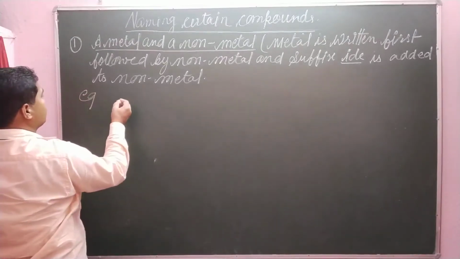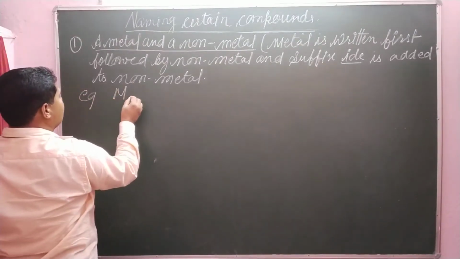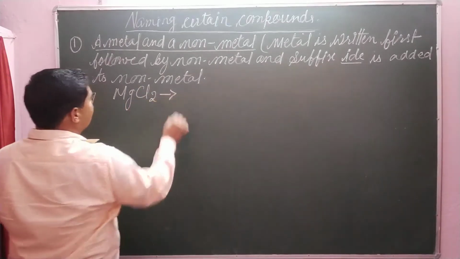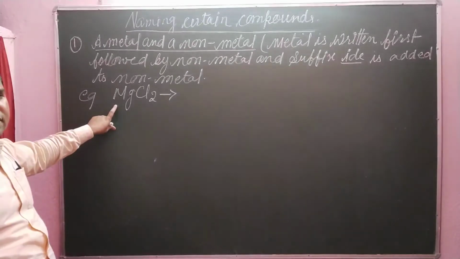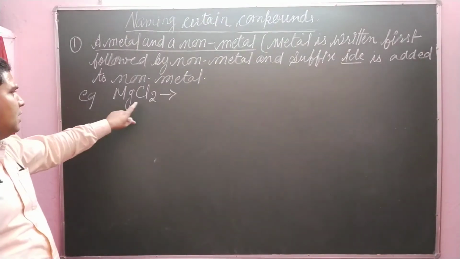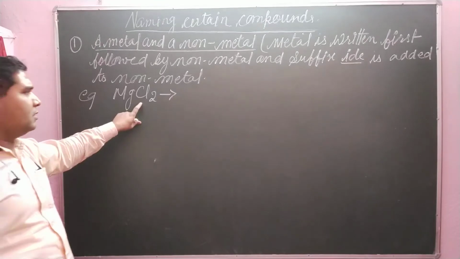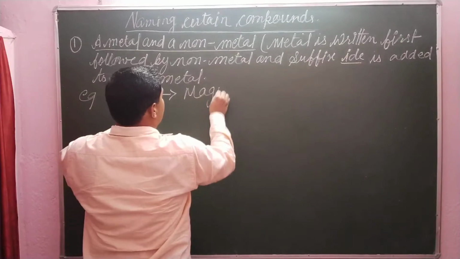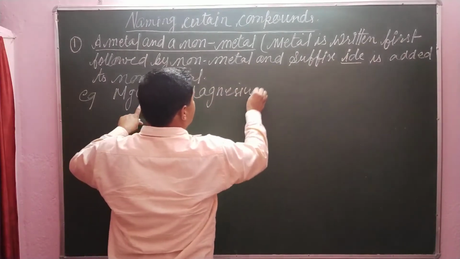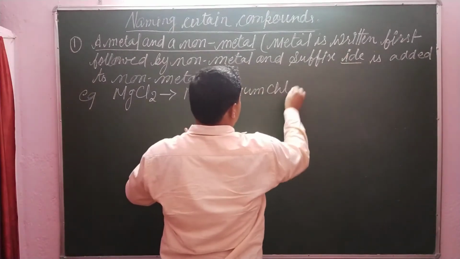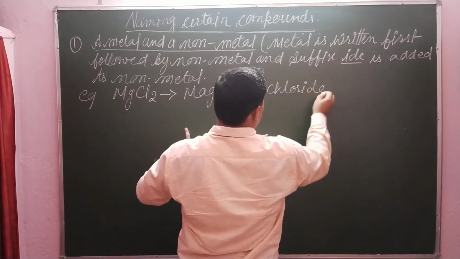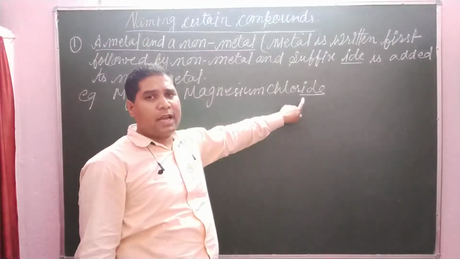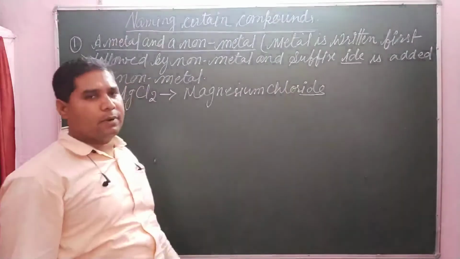Example, MgCl2. You see in this compound, the first element is a metal and the second is a non-metal. So the name of the compound will be magnesium chloride. The suffix IDE is being added to the non-metal.